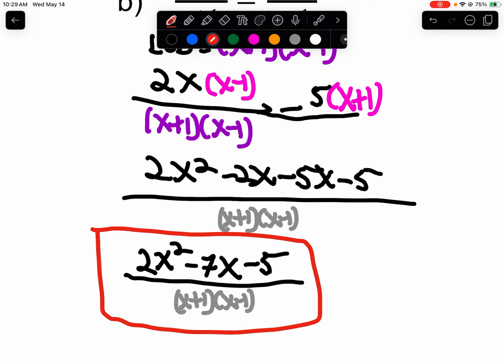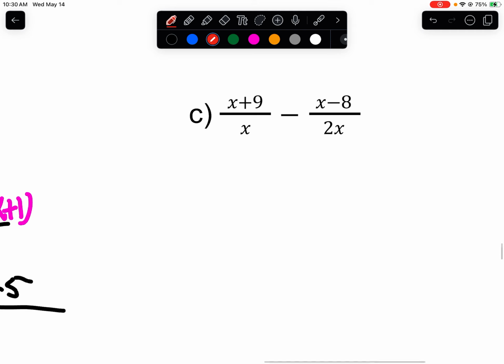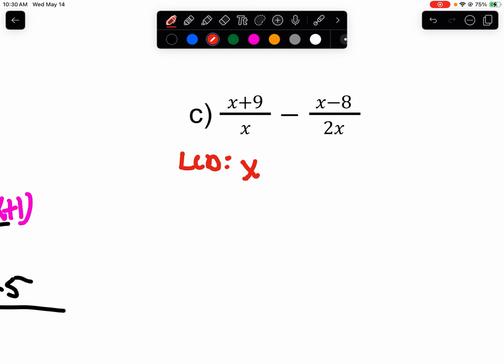Okay. All right, the last one of this is the LCD. Well, this one's fairly straightforward. For the LCD, you look at the first fraction, there's an x, so you're just going to put x. You look at the second fraction, there's a 2x. Well, we already have this x, we just are missing the 2, so we add the 2.